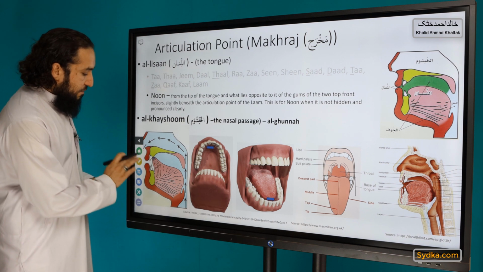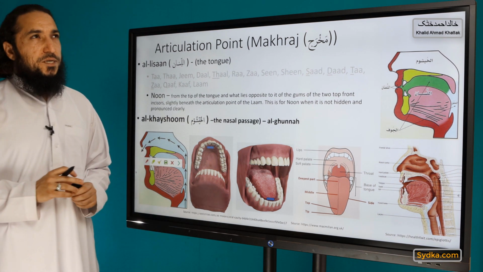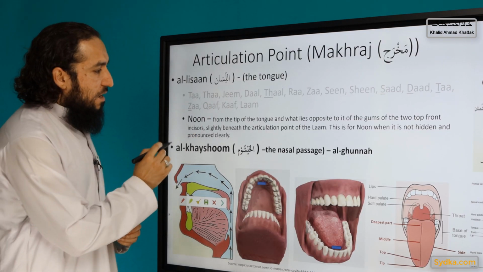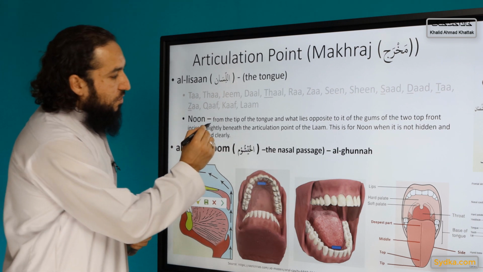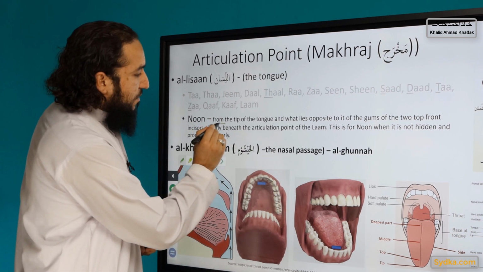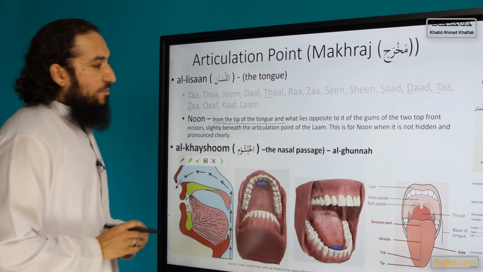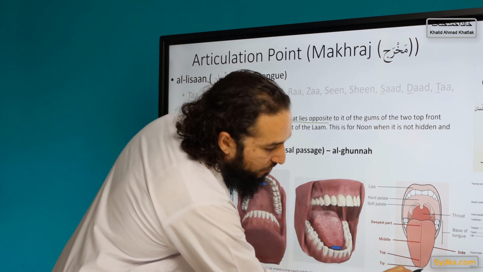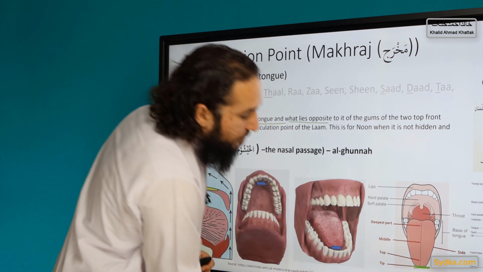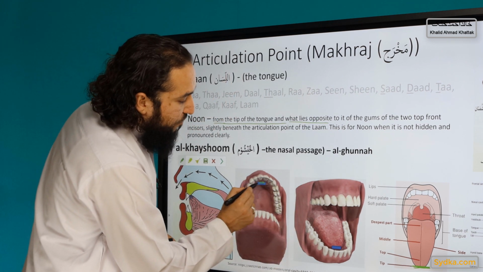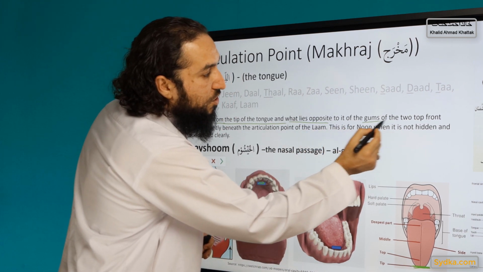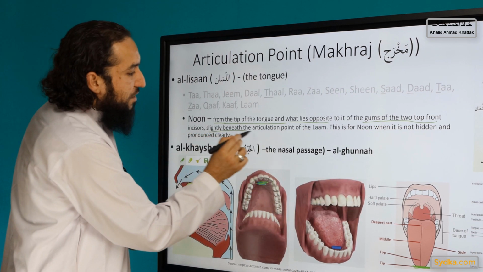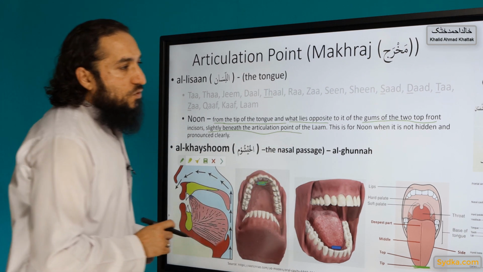So, articulation points. It has two articulation points. The first one is lisan, the tongue, and we will explain one by one. From the tip of the tongue and what lies opposite to it, that's the roof of the mouth and the gum of the two top incisors, slightly beneath the articulation point of lam. This is for noon when it is not hidden.